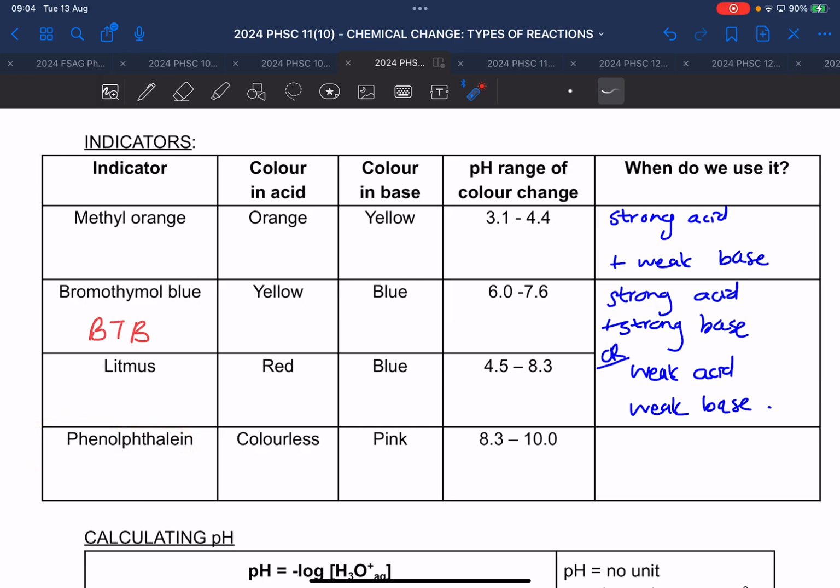And phenolphthalein you use when you are at a very high pH range, close to a basic solution. So that is when you have a strong base and a weak acid.